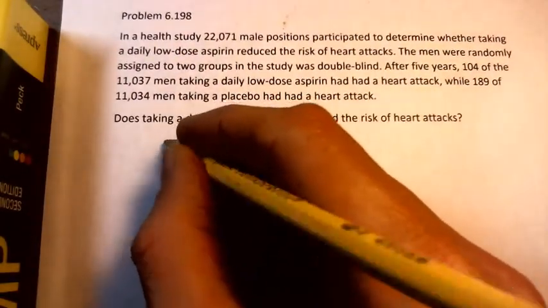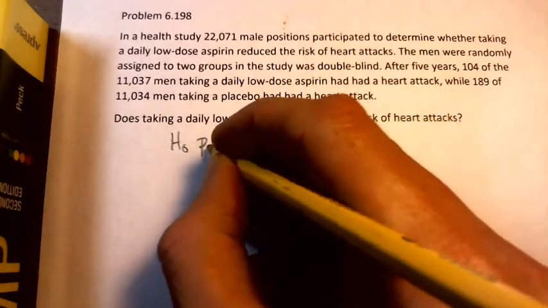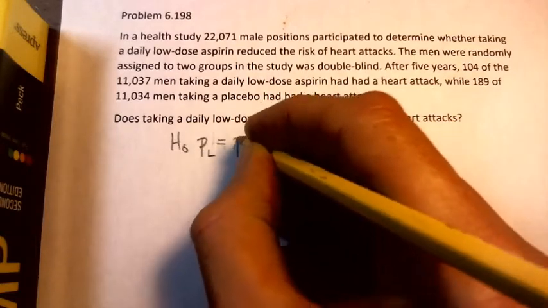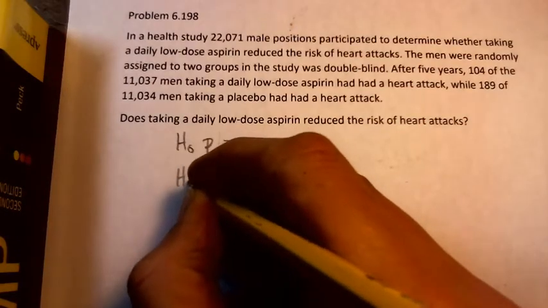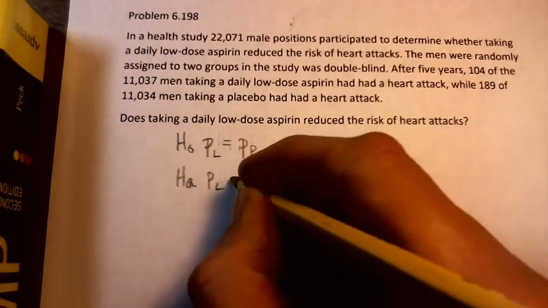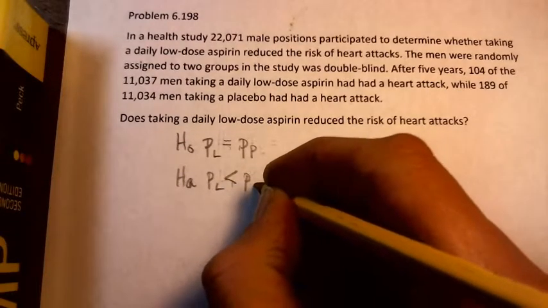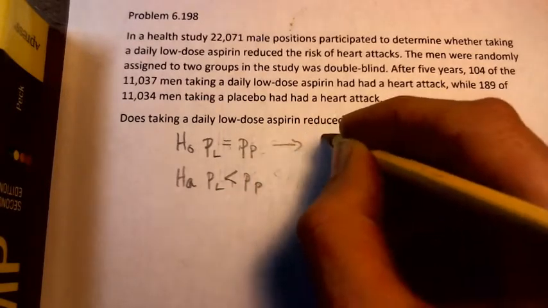First hypothesis is that the proportion of people that take a low dose of aspirin is going to be equal to the proportion of people who take a placebo. And the alternative hypothesis would be the proportion of people that take a low dose of aspirin is going to be less than the proportion of people who have heart attacks that take a placebo. You could also write these things like this.